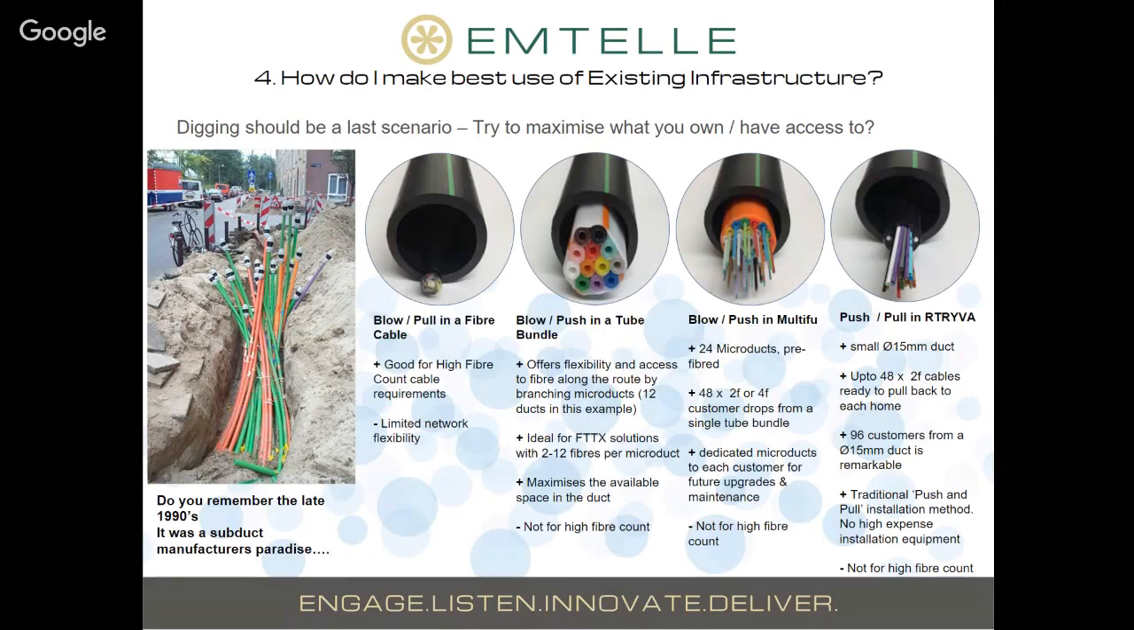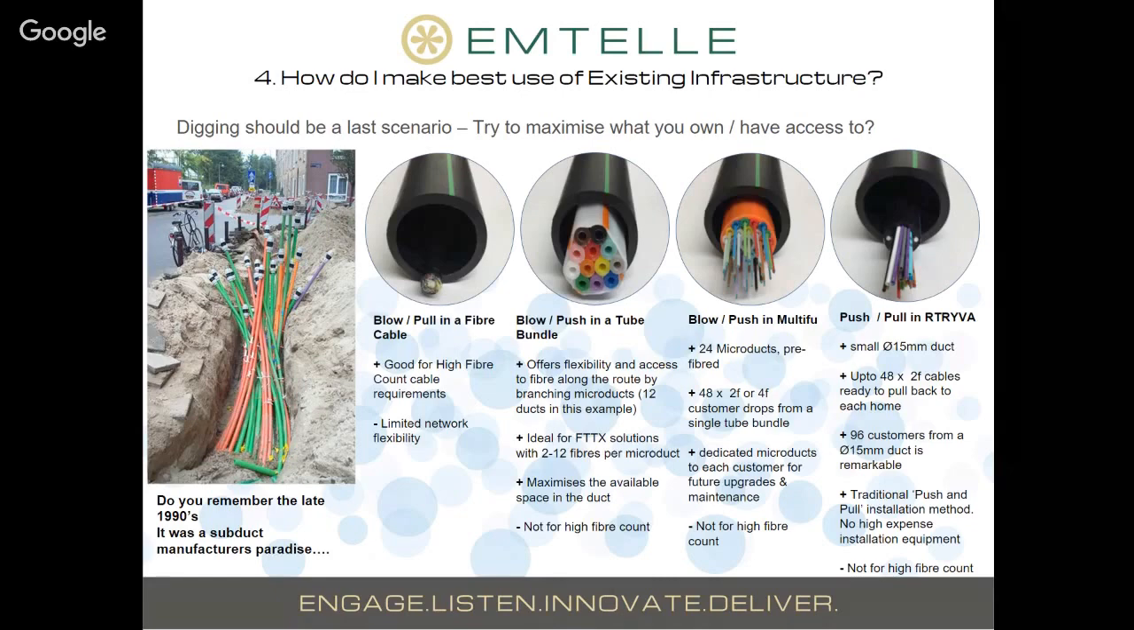You can install a 12-way microduct with 7mm tubes that can provide drops for 12 homes, or if you use the microducts in both directions, you can get 24 home capacity. There's also the Emtelle multi-foo system, which has 24 microducts pre-installed with fibre bundle. Again, if you use that in both directions, you can get 48 customer drops from one 40mm duct.